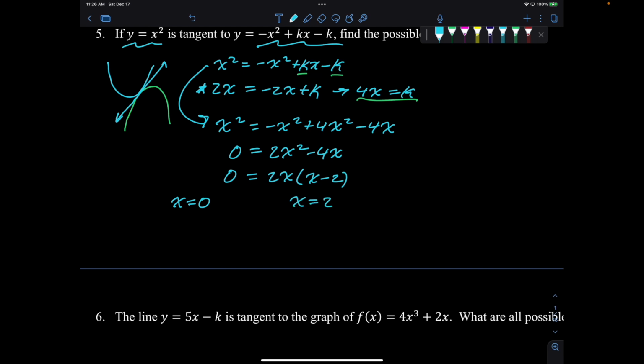But remember, we need to solve for k, and to get k, I have k is equal to 4 times x. So if x is 0, then k would be 0. And if x is 2, k would equal 8. So I think these are our answers.